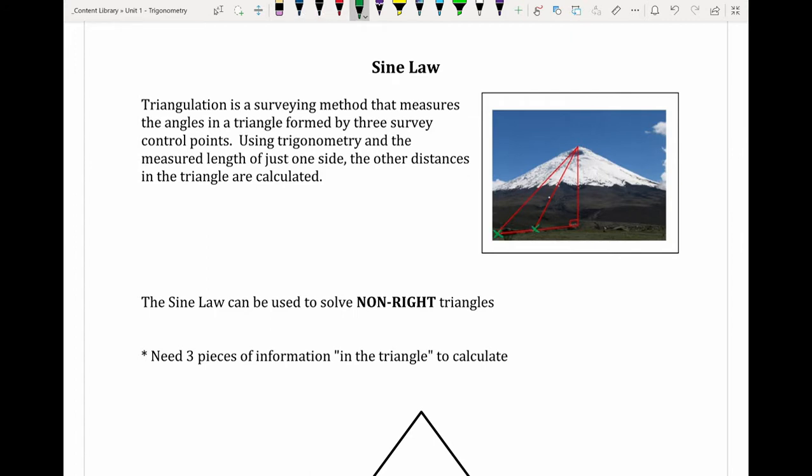You can use these 3 control points, and you don't have to be at those points. As long as you have something there that you use as a reference, you can measure the lengths, or you can measure the angles, and then you can calculate the other side lengths.